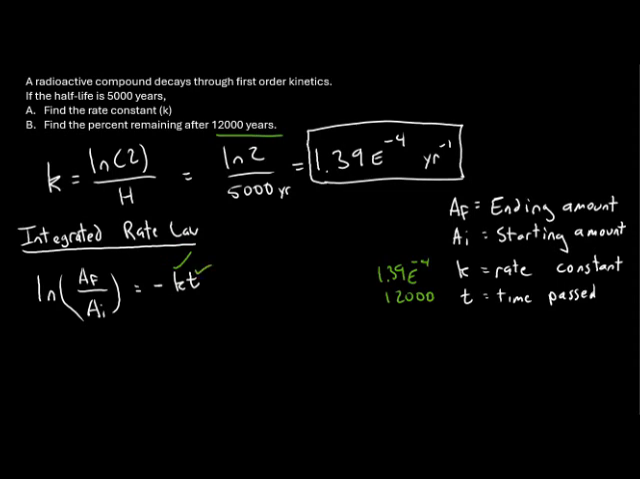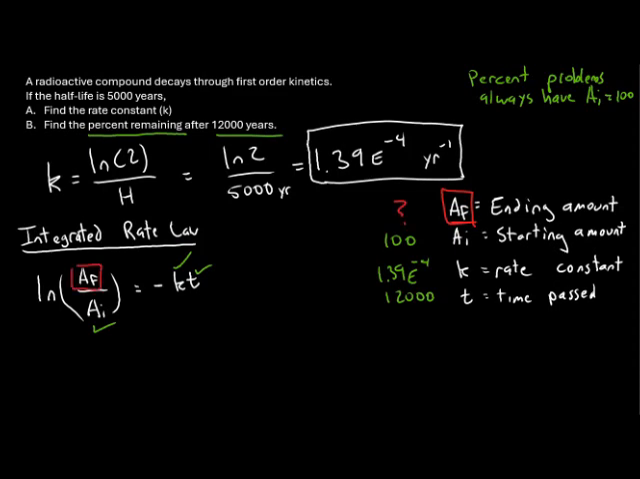It seems like we may not have the starting amount or the ending amount, but anytime they ask you to find percent remaining, our starting percent will always be 100. This will be true anytime you're doing a percentage problem. Therefore, we'll say A initial is 100. We'll check that off. And then we'll say that A final, our ending amount, is not known. We'll box that in the equation.